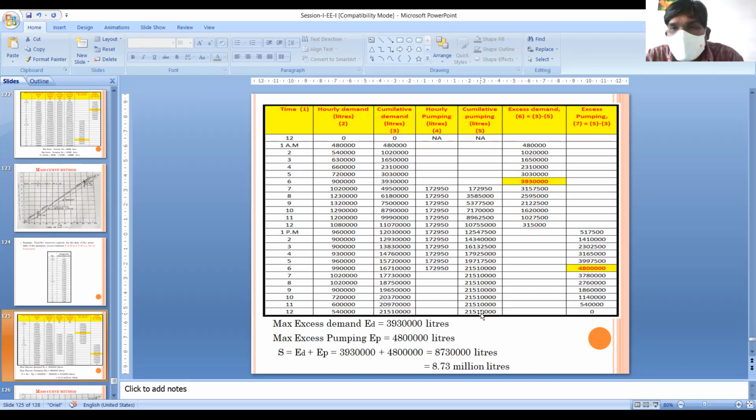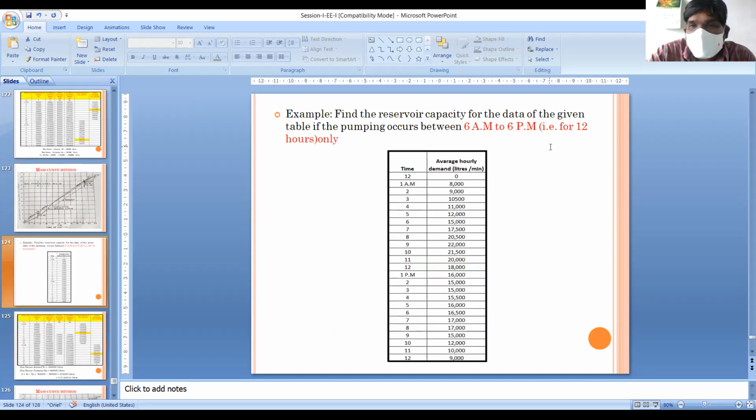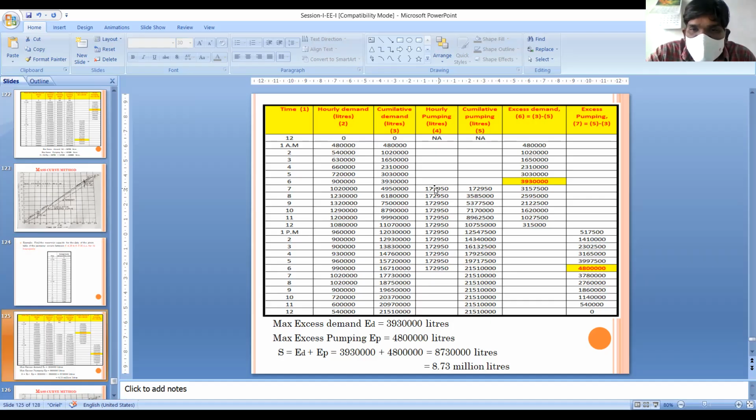Now, excessive demand, how will we get it? Column 3 minus column 5. This is the excessive demand. The highest excessive demand we will get at 6 o'clock. At the same time, excessive pumping we will get at 6 p.m. Understand? When you get a question for 12 hours, you need to go for only that, and they may give timings also, 6 a.m. to 6 p.m.